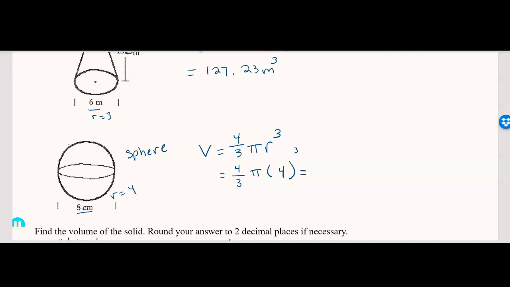What you would do in this case, if you're using just a simple calculator, take 4 cubed times pi times 4. Then divide the entire answer by 3. That's just one option to use. But you should be getting 268.08 centimeters cubed.